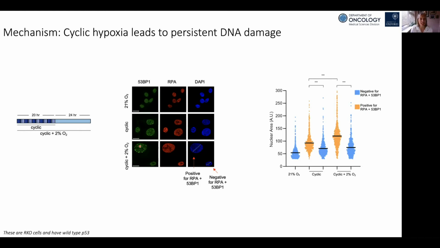Now, obviously, I've shown you they've accumulated DNA damage, they're getting bigger. I've also noted down here, they've got wild type P53. So obviously, we are pursuing the hypothesis that these cells are entering senescence.